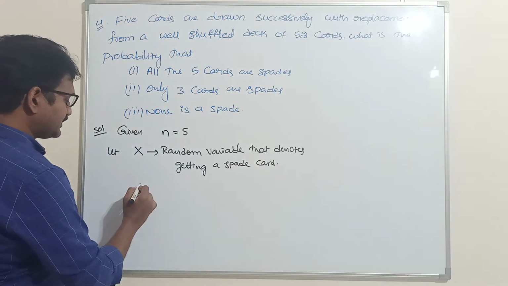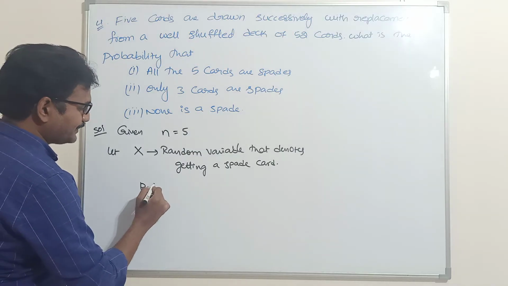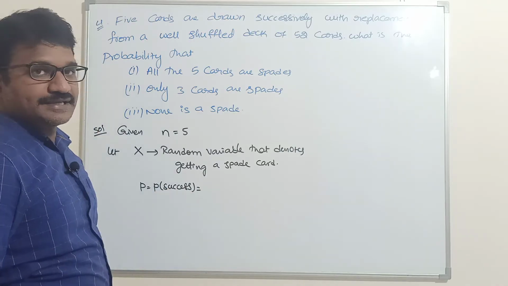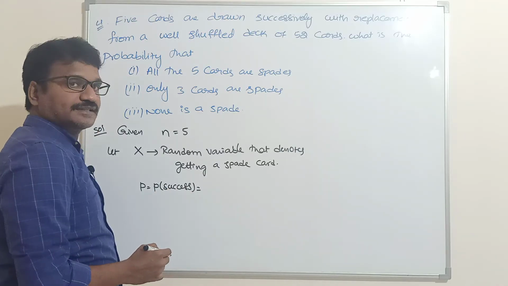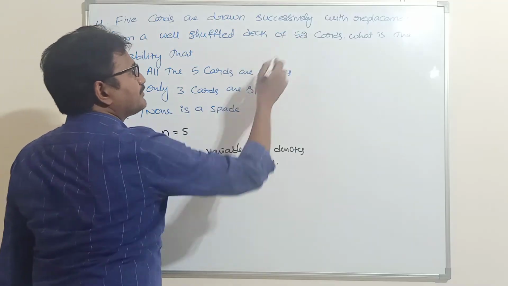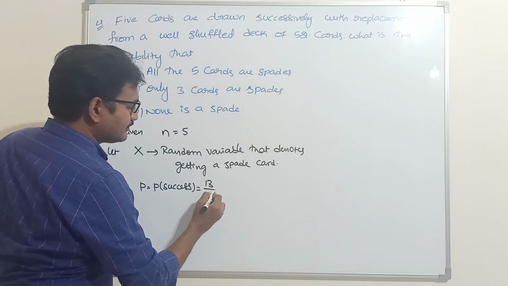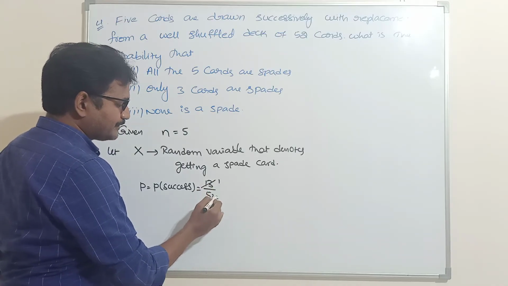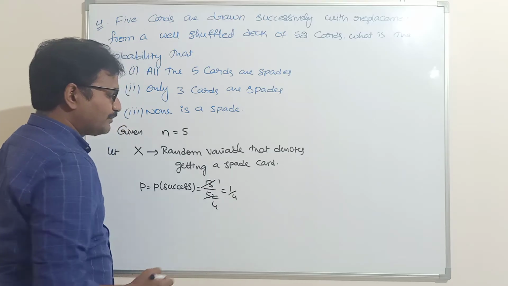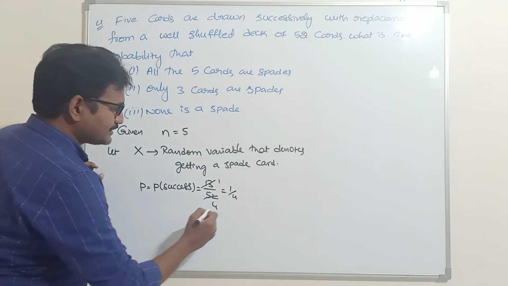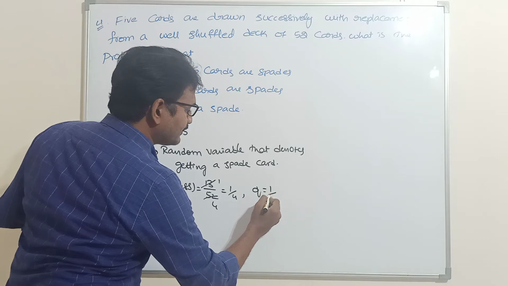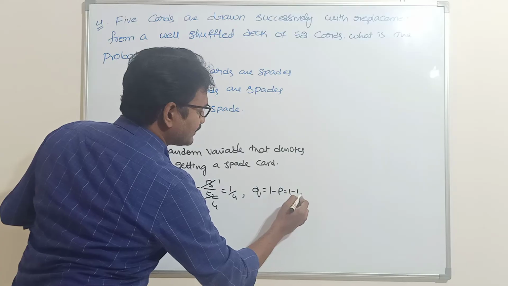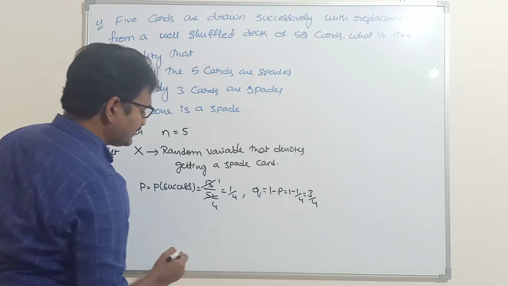So next, the p value you need to find. P means probability of success. Getting a spade card is a success. So how many spade cards are there in a deck of 52 cards? 13 by 52, 13C1 by 52C1. That means 13 by 52, so the answer is 1/4. Probability of success. Similarly for failure, q is equal to 1 minus p. 1 minus 1/4 is 3/4.